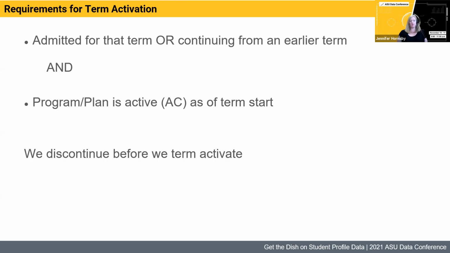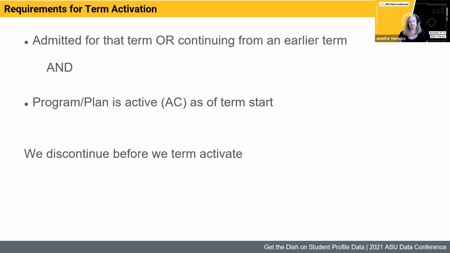So here are the requirements for term activation. This is what has to exist for the student to be term activated and exist in the term tables. They have to be admitted for that term, or they have to be continuing from an earlier term, and they have to still be active as of the term start.